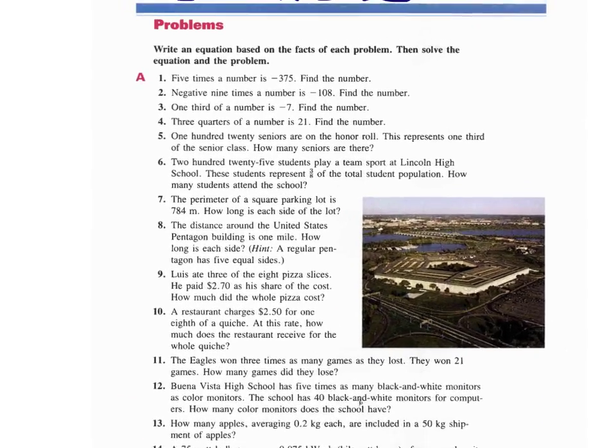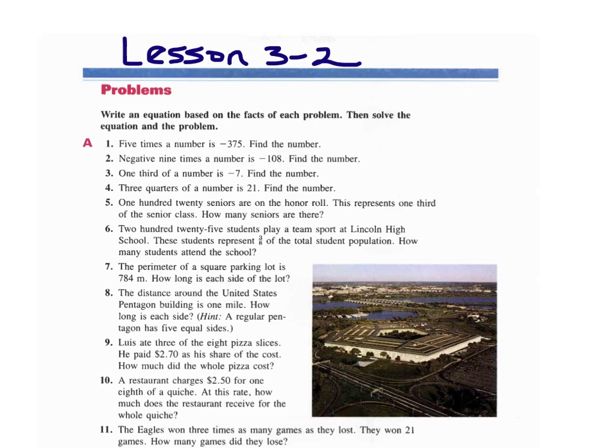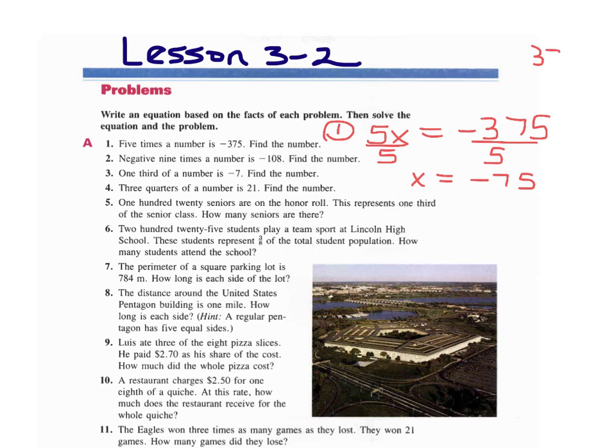So let's try these. These are from 3.2. So from 3.2, I'm going to translate as I read. So again, it says 5 times a number, so my number will be x, is -375. So here I see I just created a multiplication equation. I will now divide by 5, and I find that x equals -75. I would put 375 and divide it, and I do get -75.